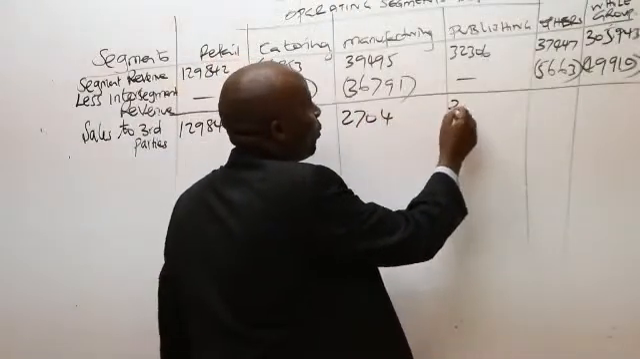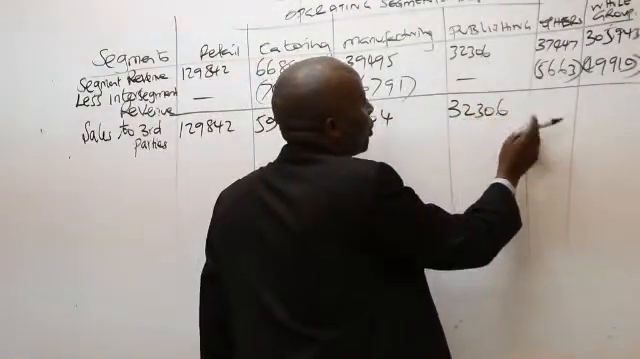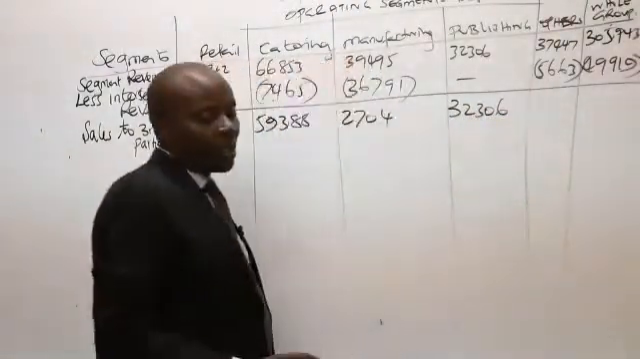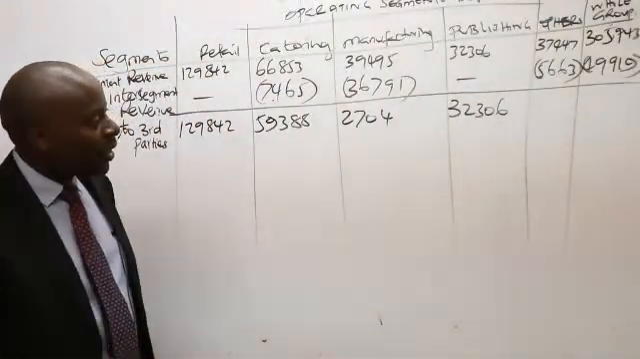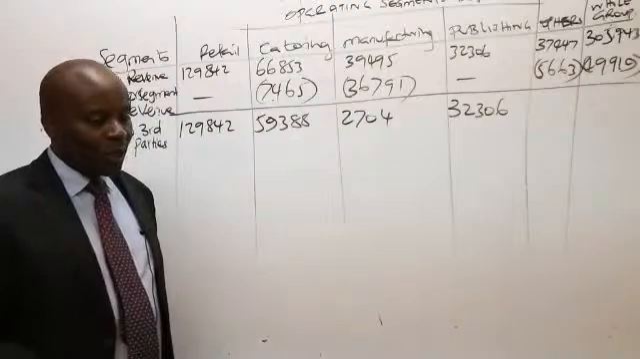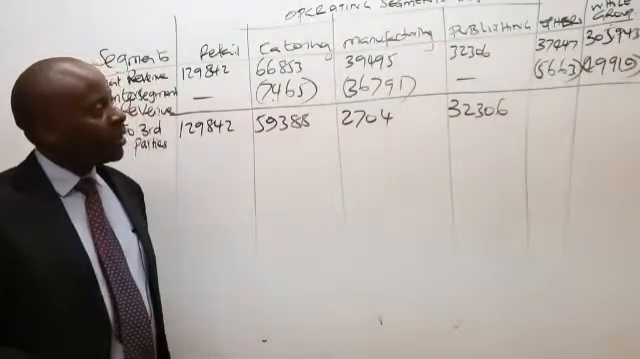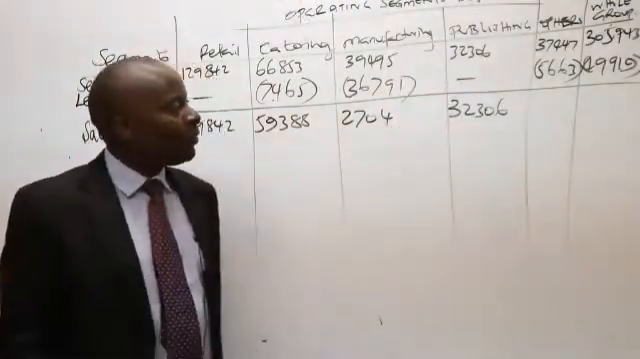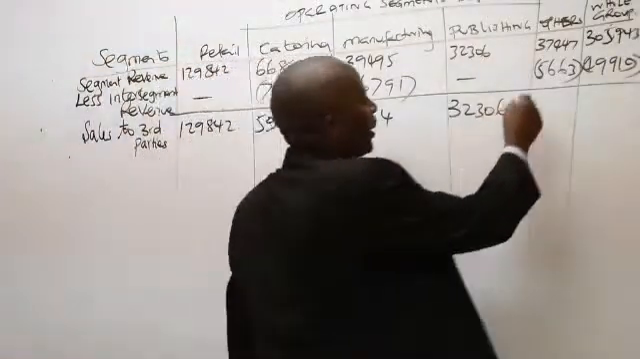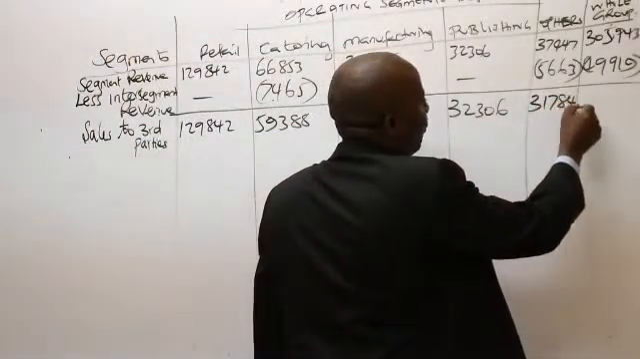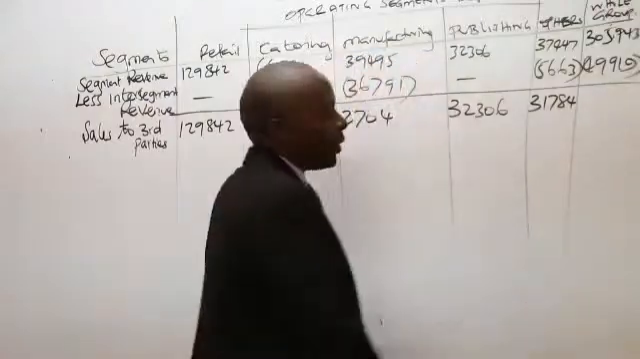This one I know very well is 32,306. How about others? Thank you very much, Lynette. Others, you are taking 37,447 minus 56. So 31,784. How about the whole group revenue?